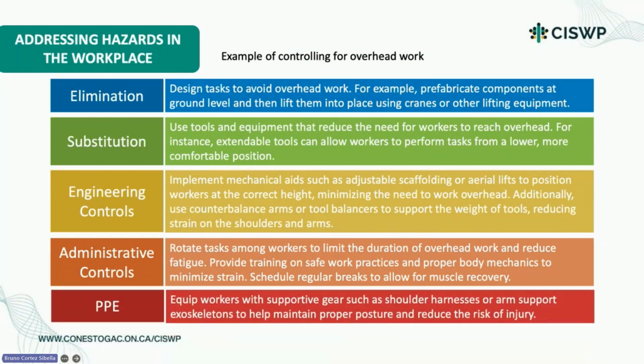And despite all other efforts, there are times when overhead work still must occur. And in those cases, we can rely on things like PPE. So these PPE are things like shoulder harnesses and even arm support exoskeletons to help reduce fatigue and reduce the risk of injury.